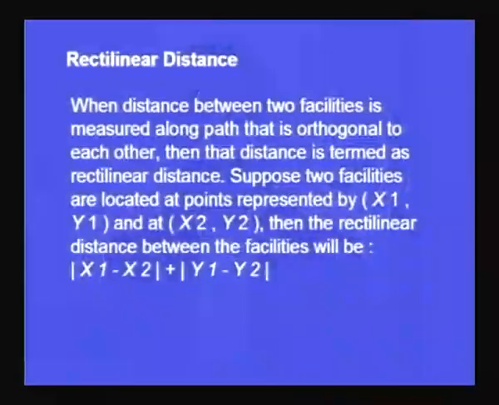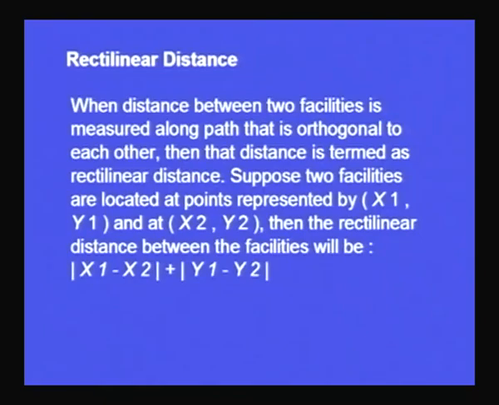Two types of distances can be there. It can be a rectilinear distance or it can be a Euclidean distance. So, what do we mean by rectilinear distance and a Euclidean distance, that we will see. What is a rectilinear distance? When distance between two facilities is measured along the path that is orthogonal to each other. Orthogonal to each other means at 90 degree, then that distance is termed as the rectilinear distance.